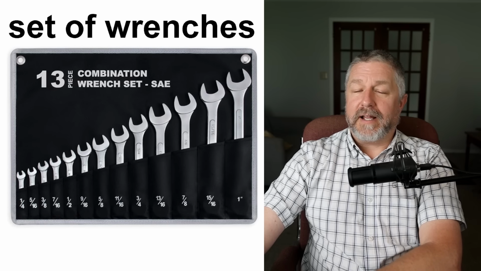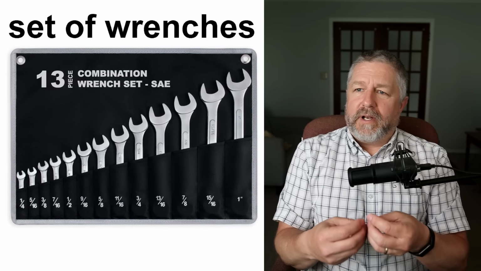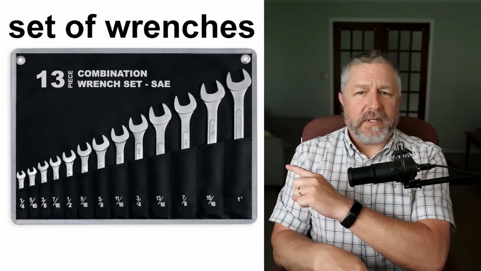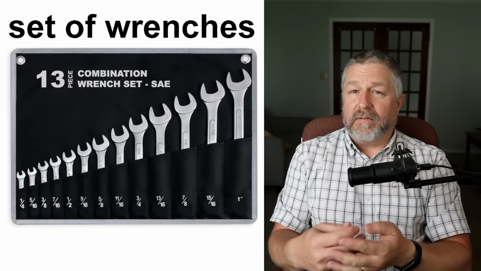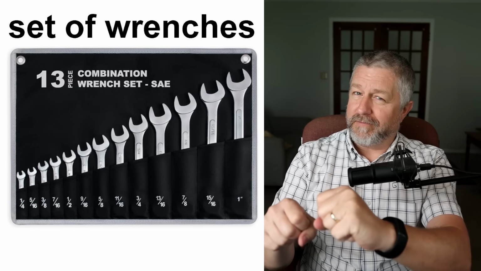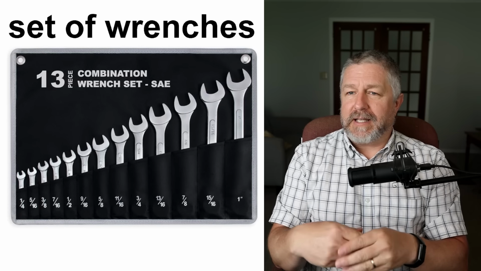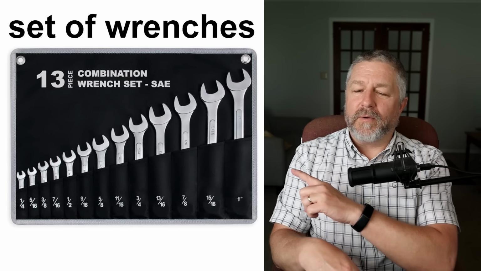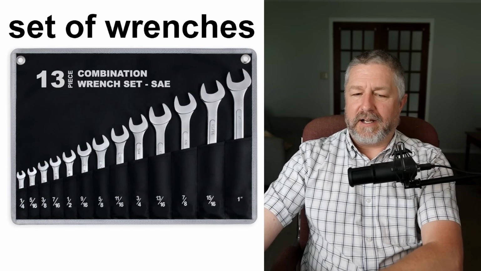What's next? A set of wrenches. So whenever we talk about something where there's a certain number of pieces, you can have a set of wrenches, you can have a set of sockets with a ratchet. Maybe you're not familiar with that. You can have a set of, I'm trying to think of what else. Let's just leave it with this. So this is a set of wrenches.